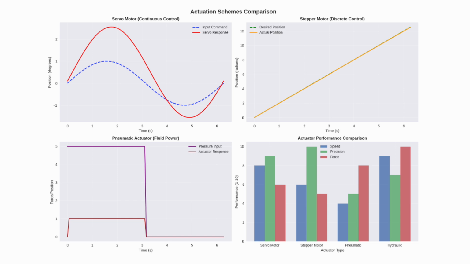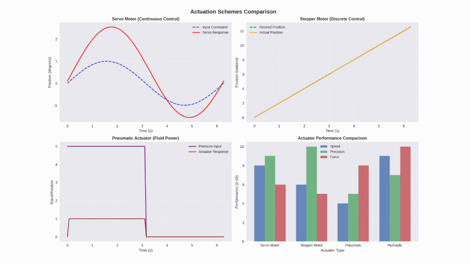Actuation scheme comparison. This is the code which I wrote for a servo motor, which is a continuous control, and a stepper motor, which is a discrete control. You can look into both the blue and red in the servo motor, where input command occurs and servo response goes hand in hand in terms of positions or degrees, whereas stepper motor or discrete control is position in terms of desired position and actual position and how they compare with each other.